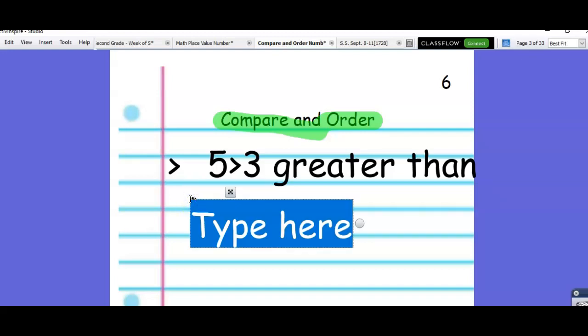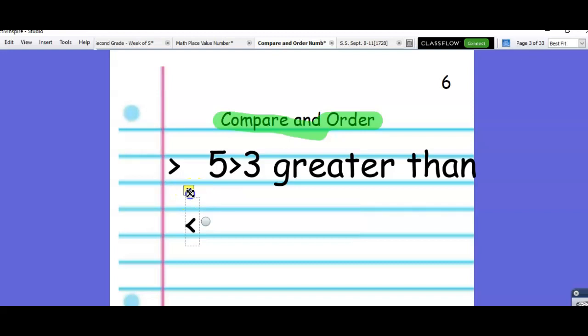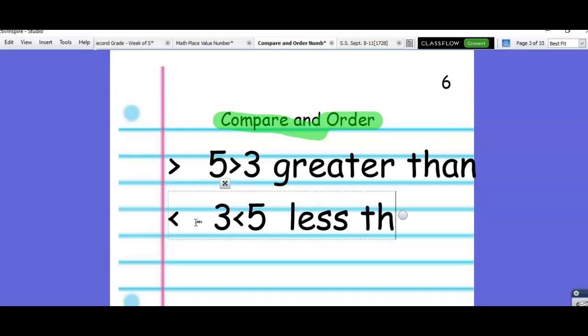So I'm going to show you the symbol for less than. And then you put less than. And then you say, let's say 3 is less than 5. And remember, Mr. Hazen is always going to try and find the bigger number, but the way you read it is 3 is less than. So if the mouth is not pointing to it, you say 3 is less than 5.